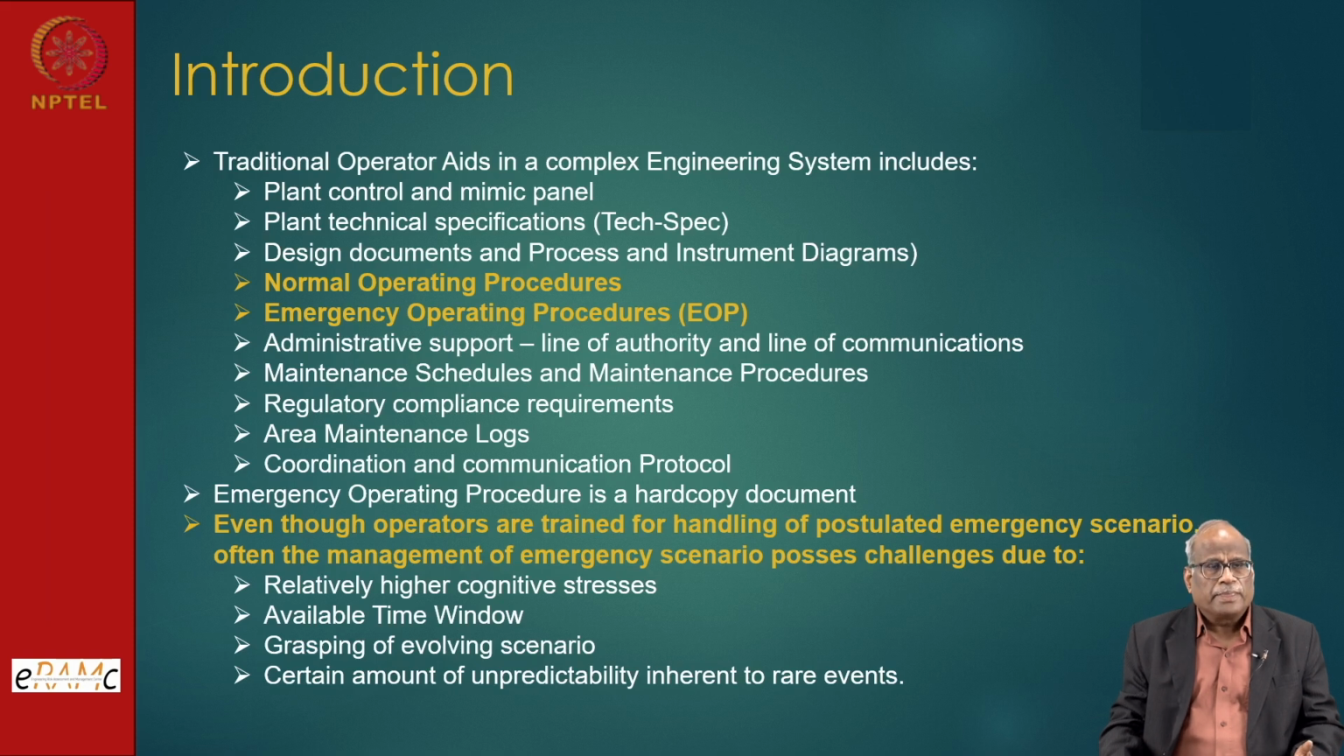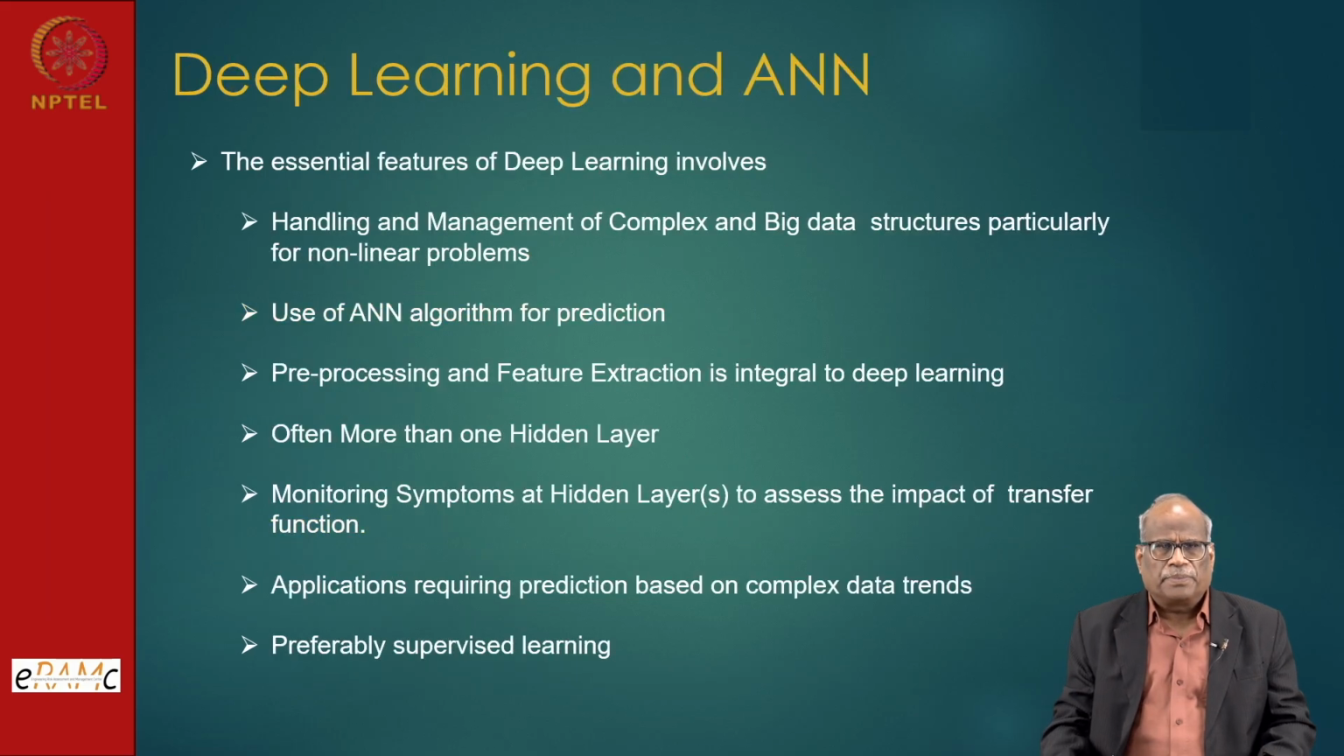Okay, so how to manage those kinds of uncertainty, they are always there with rare events. So then you talk about deep learning. Henceforth we will be talking about deep learning, and how to deploy it through ANN. And one more, the production rule based expert system, that we will be talking about, because that is meant for diagnostics. So the essential feature of deep learning involves handling and management of complex and big data.